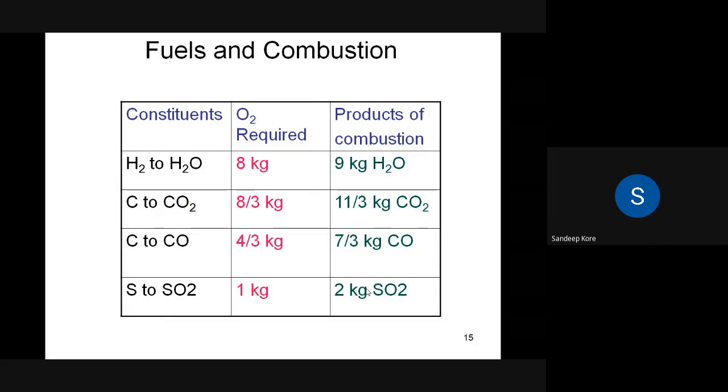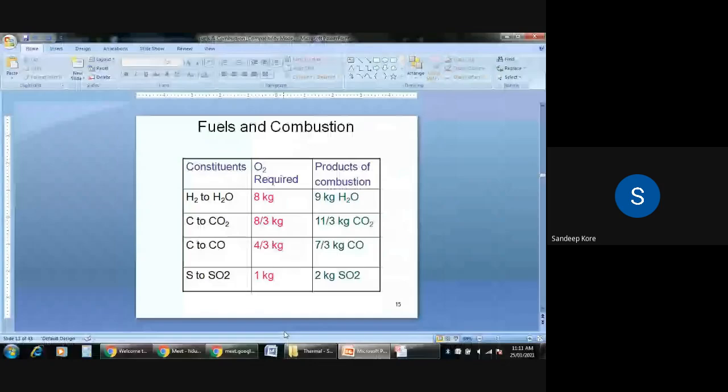So from these combustion reactions, we have found this data, and based on that data, we have to find out the amount of oxygen required for complete combustion. And at the same time, the amount of air required for complete combustion we are going to find out. Okay. So that we'll do in the next lecture. If you have any doubts, we'll discuss.